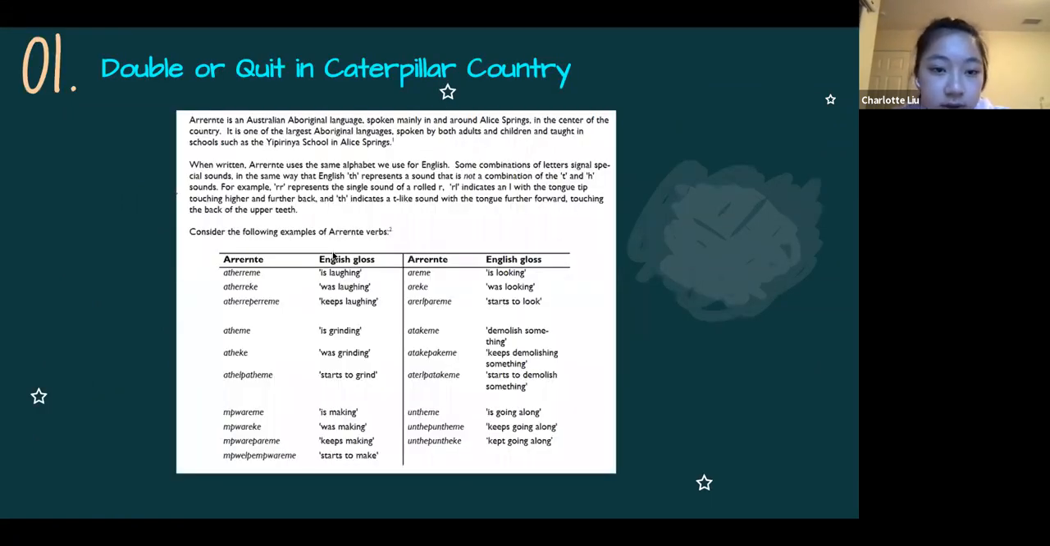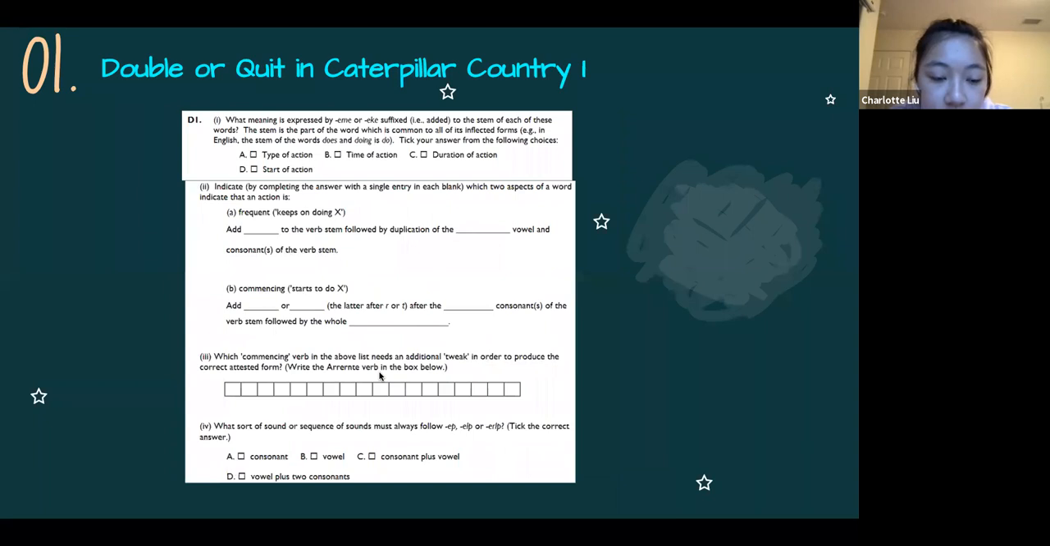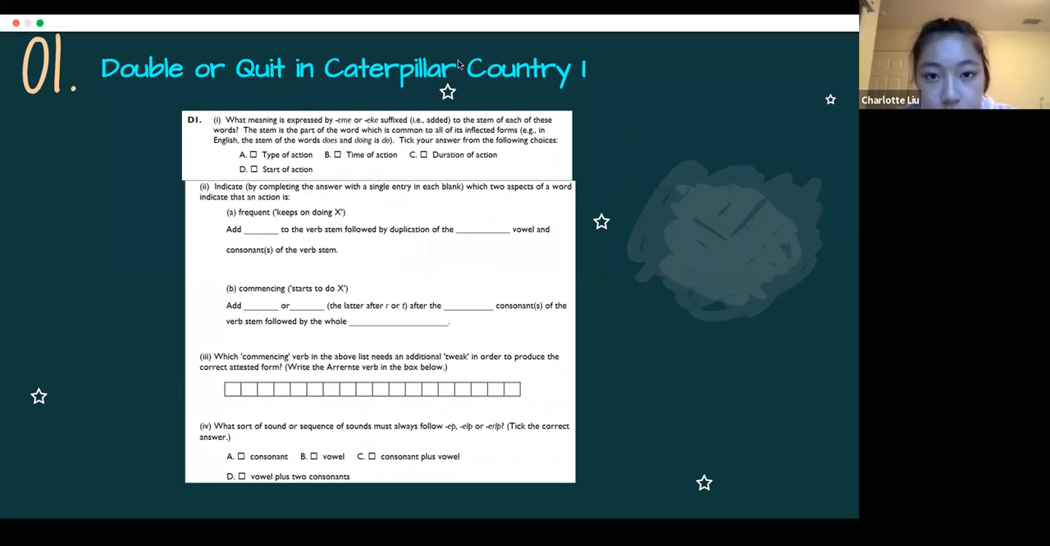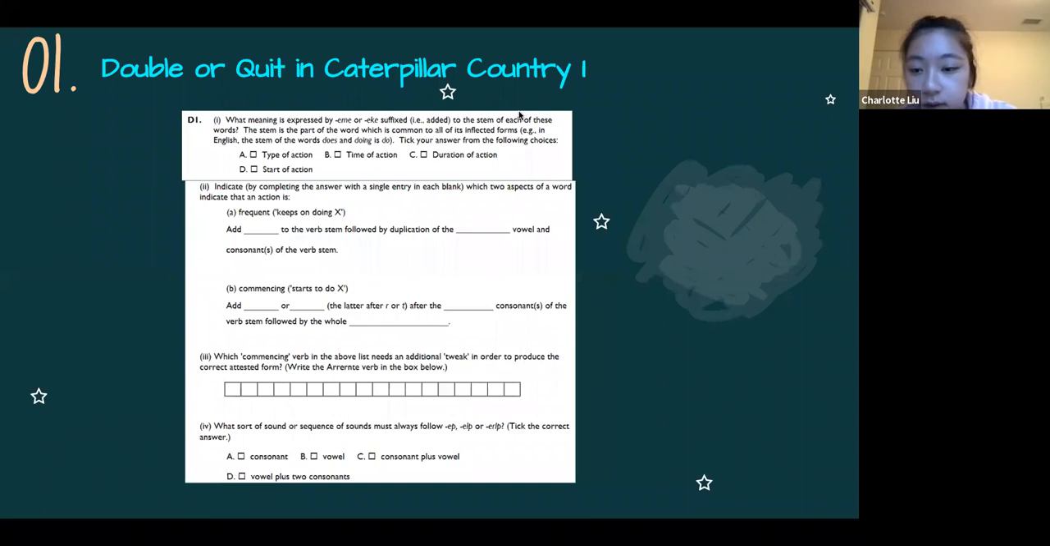Okay, so the first question. So here we have the language arente, and basically you're given a list of these verbs, and you just want to find out about the grammar of it. So I'm gonna send the link in the chat to the question.